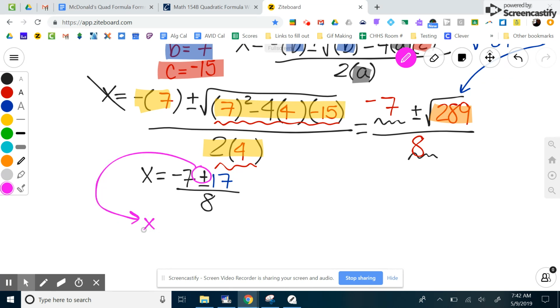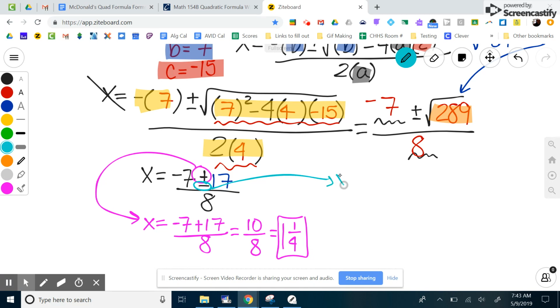So for the plus version, I've got x equals negative 7 plus 17 over 8. And when we do PEMDAS, remember that parentheses stands for grouping symbols as well. So I've got to do the top first. So negative 7 plus 17 is 10. And we've got it divided by 8. Now, we've got to put that into our calculator using that ABC button if we wanted to simplify it for us. And we got 1 and 1/4. So my first answer is 1 and 1/4. Now I'm going to go ahead and do the minus problem.